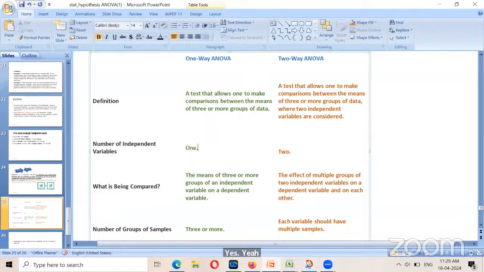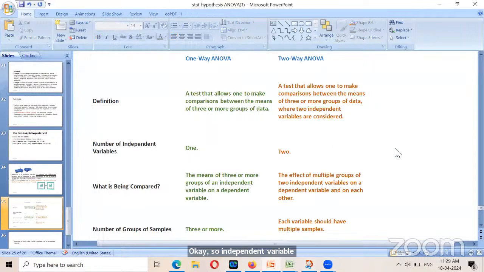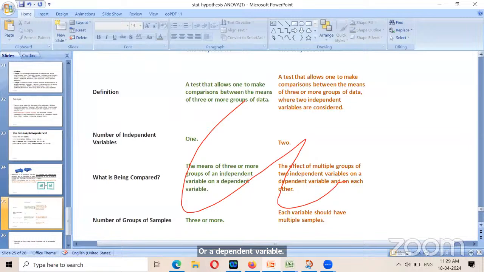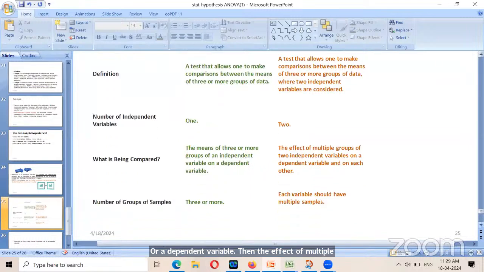So the independent variables are 1 and 2. That is the main difference. Another is what is being compared actually. In one-way, the means of 3 or more groups of an independent variable on a dependent variable are compared. In two-way, the effect of multiple groups of two independent variables is being compared.